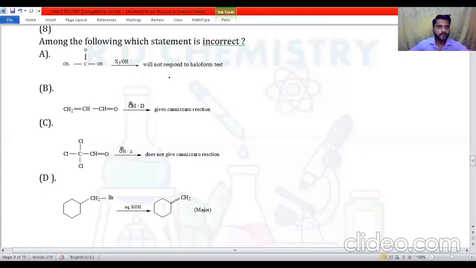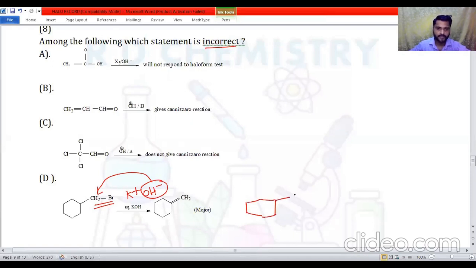Question number 8. Among the following, which statement is incorrect? So I'll start with option number D. Okay, option number D. See there, they are given an alkyl group and halogen attached. Here aqueous KOH is there, K plus and OH minus. So you know that it's a nucleophile. Okay, a nucleophile can attack the sp3 carbon atom. Therefore, I should get the product.